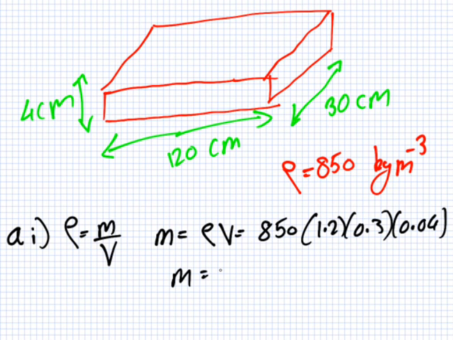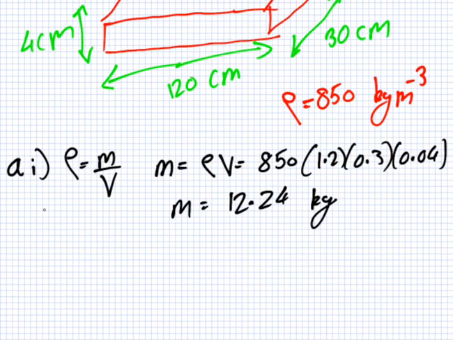So what did you get for the mass? 120.744 newtons. What did you get for the mass? Oh, mass. Yeah, listen to me, please. 12.2490. Thank you. 12.24 kilograms. Yes.